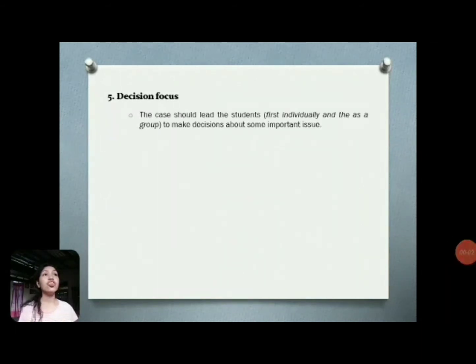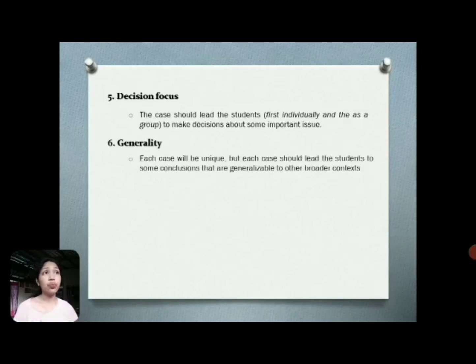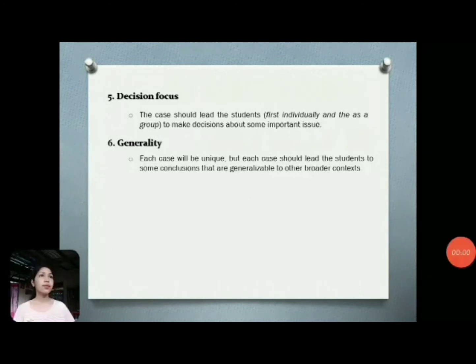Number 5, the decision focus. The case should lead the students, first individually and then as a group, to make decisions about some important issue. Next, number 6, generality. Each case will be unique, but each case should lead the students to some conclusions that are generalizable to other broader contexts. Number 7, realism.